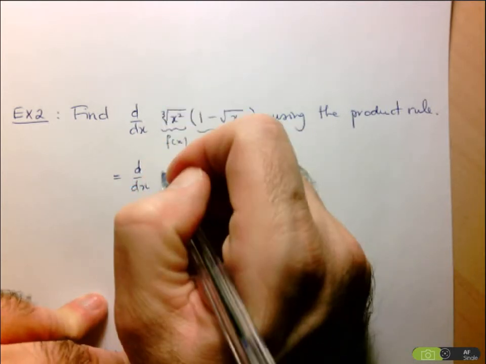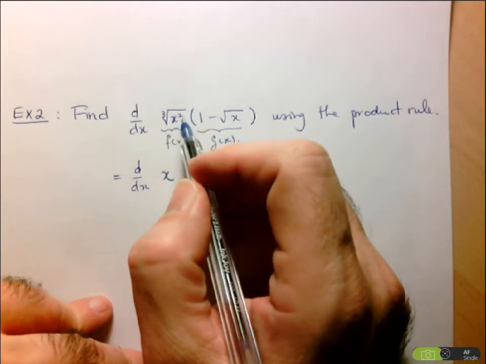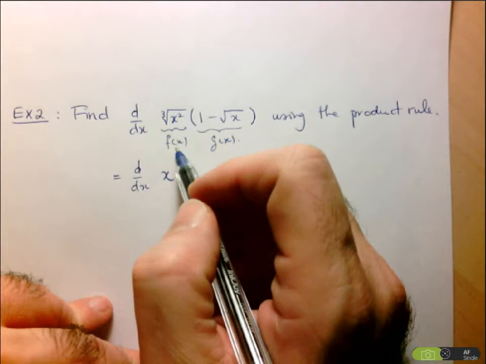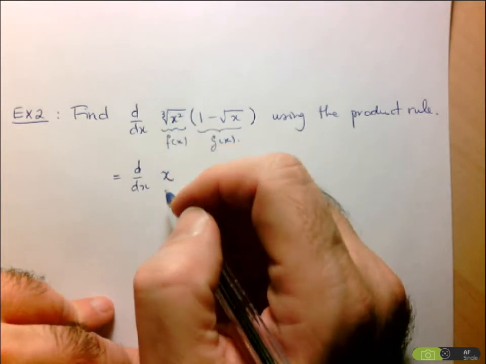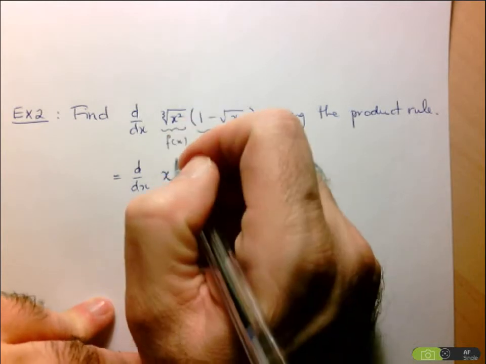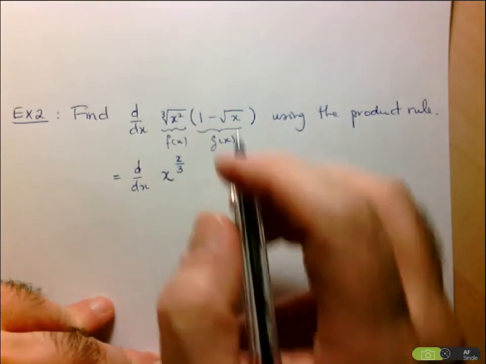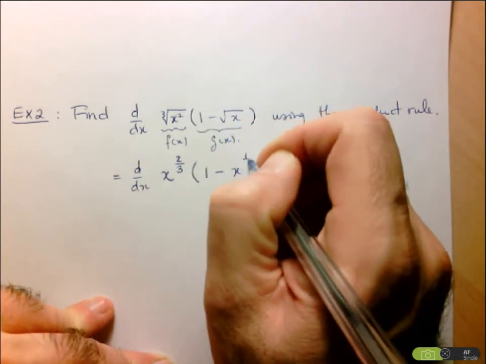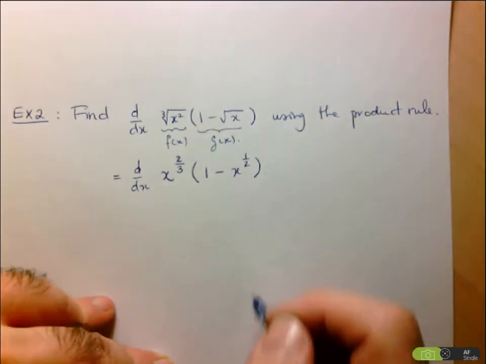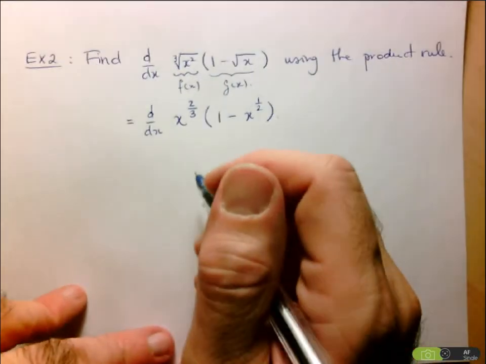So here we have x. This square would become our number in the numerator of this rational exponent, and then cube root relates to exponent 1/3. So the end result would be exponent 2/3. And then here, 1 minus x to the 1/2. Okay, and now I'm going to apply the product rule to this here.